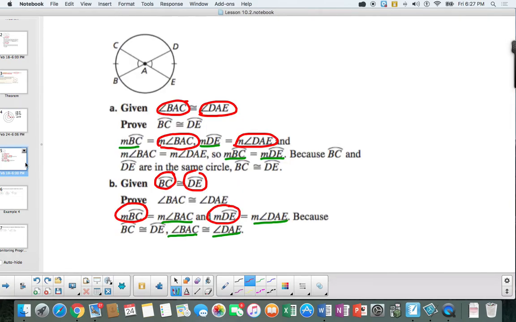Here's the proof. If the angles are congruent, then the arcs are congruent. We're talking about being in the same circle. So here the angles are congruent, which makes the measures congruent, and because they're part of the same circle, they will match each other. Now if the arcs are congruent, remember they're coming from the same circle or congruent circles, then we know the measures of their central angles will be the same, and they'll be equal to each other right here.